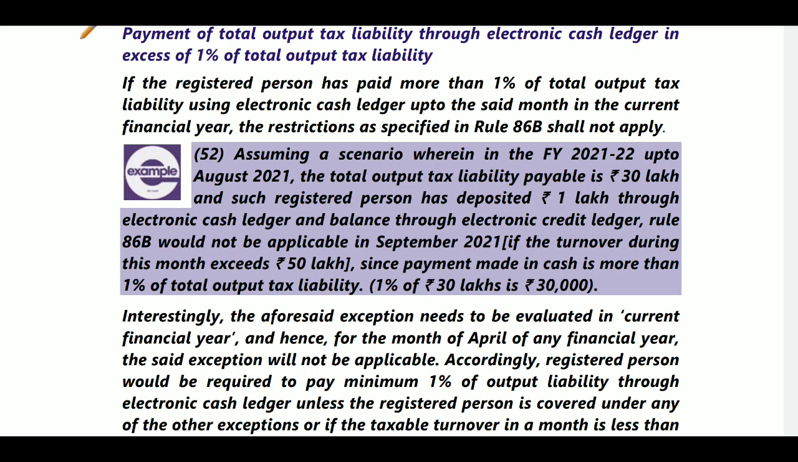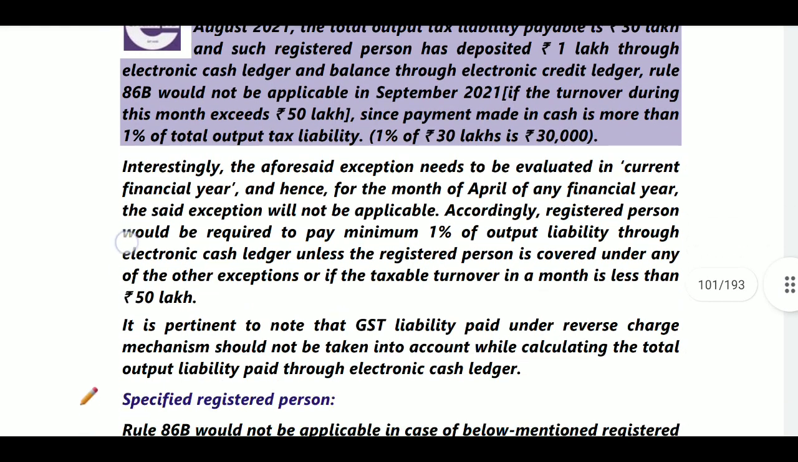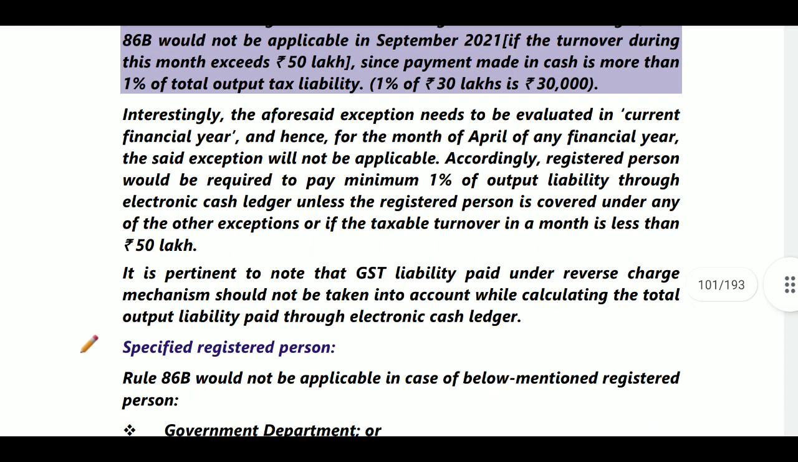Next, interestingly, the aforesaid exception needs to be evaluated in the current financial year, and hence for the month of April of any financial year, the said exception will not be applicable. Accordingly, the registered person would be required to pay minimum 1% of output liability through the electronic cash ledger, unless the registered person is covered under any other exceptions, if the total taxable turnover in the month is more than 50 lakhs. It is pertinent to note that GST liability paid under the reverse charge mechanism should not be taken into account while calculating the total output tax liability paid through the electronic cash ledger.